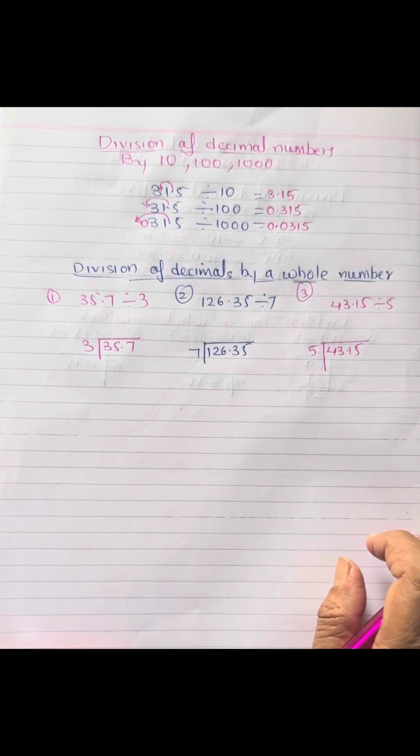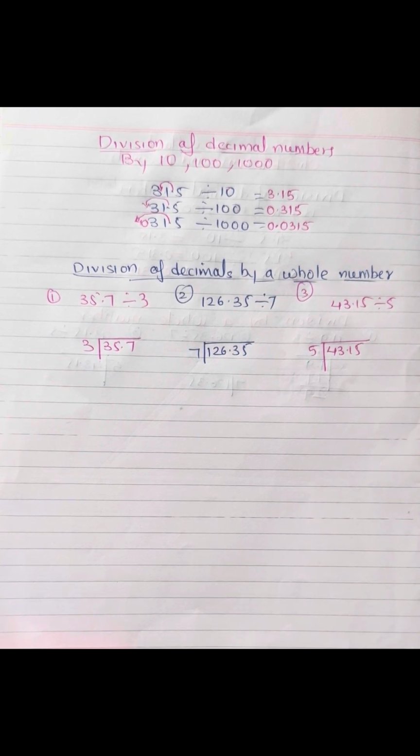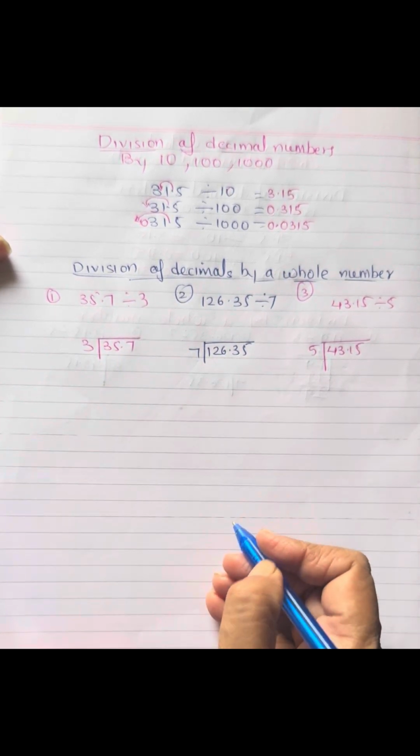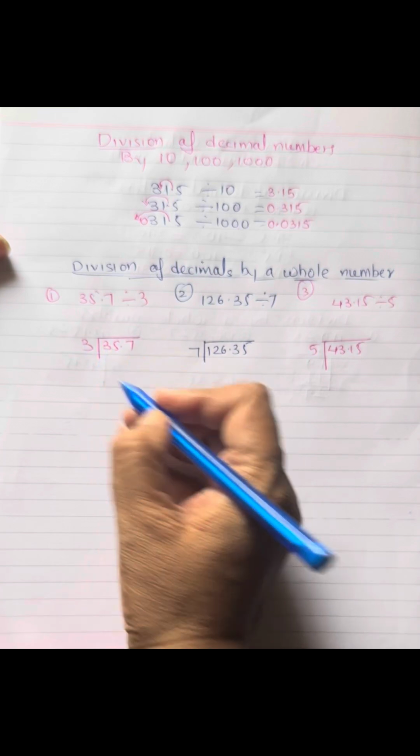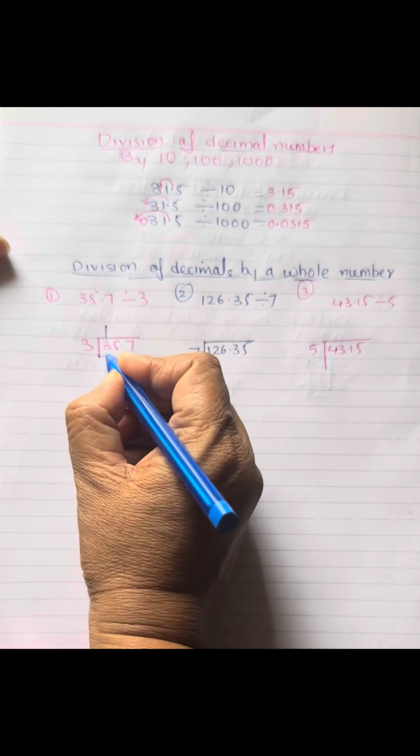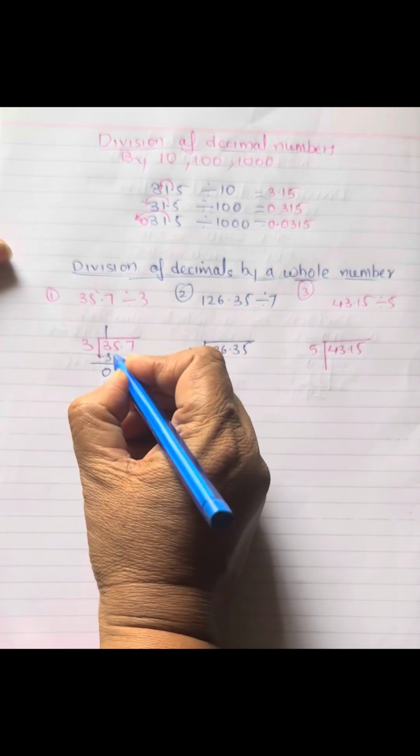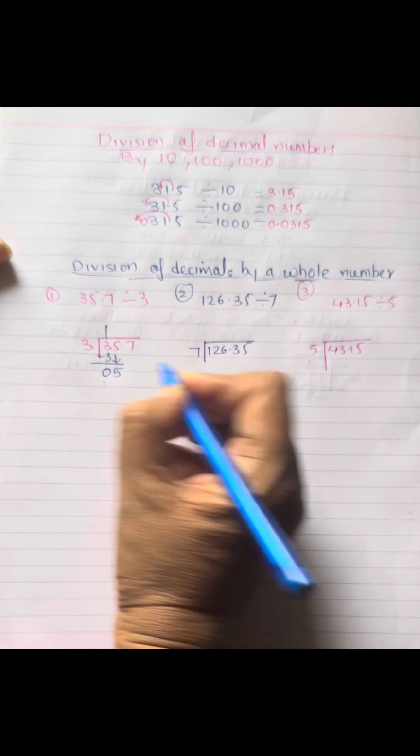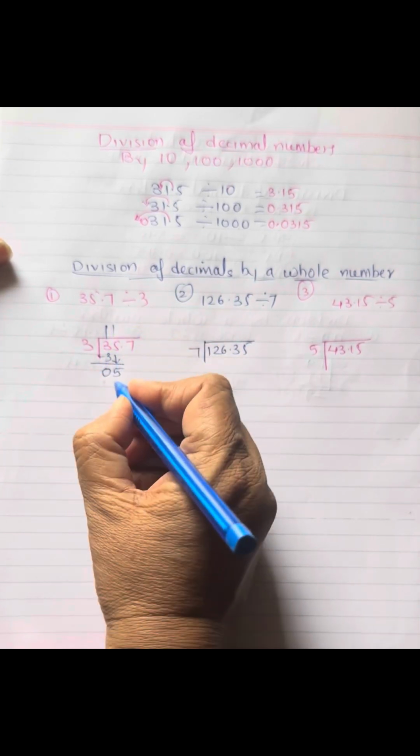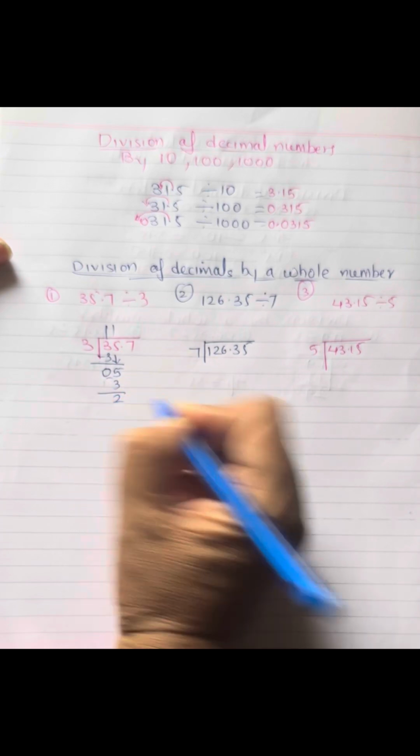Now let us understand division of decimals by a whole number, right? I've taken 3 examples which are all different types, so your concepts will be clearer. So suppose you are dividing 35.7. So we take the first digit, 3 ones are 3. It is normal division as we divide. Subtract it, you get 0. Bring 5 down. Again, 3 ones are 3. Subtract it, you get 2.